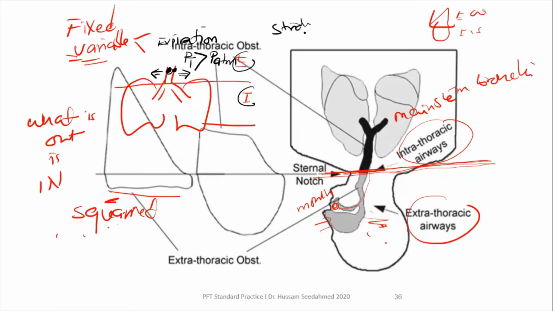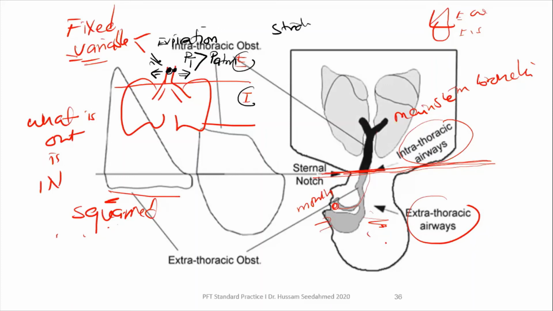Why does stridor appear during inspiration? Normally, during expiration the tracheal pressure is greater than the atmospheric pressure, so this will expand the trachea. But during inspiration the opposite happens, because I need the pressure inside the chest to be negative. Therefore the tracheal pressure now will become less than the atmospheric pressure.